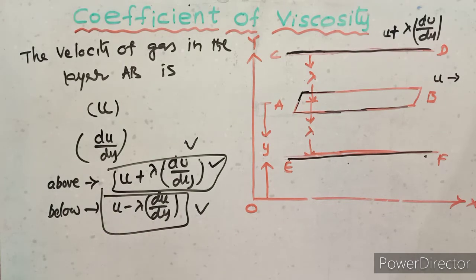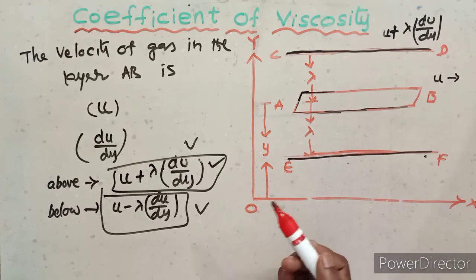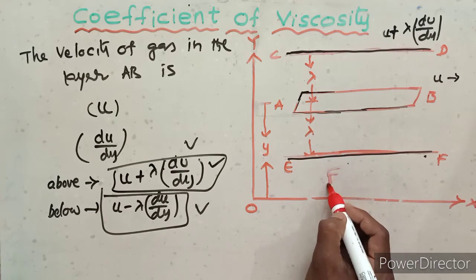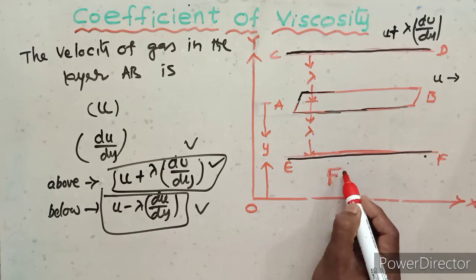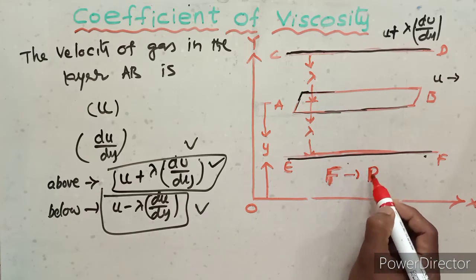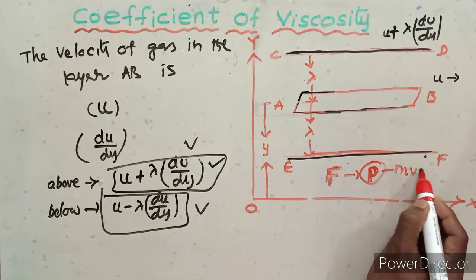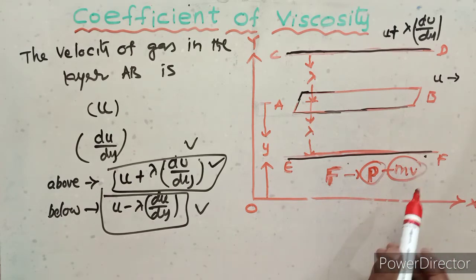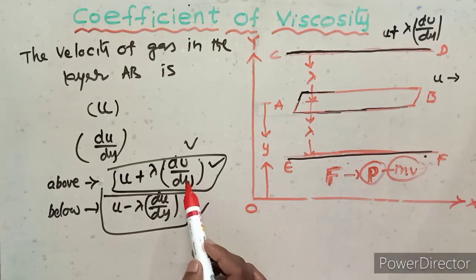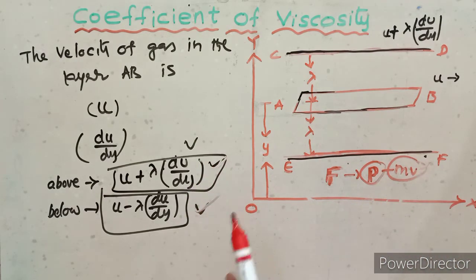We have to find the momentum, because we have to find the force. In order to find the force, we require the momentum. So now we already know the velocities. Now we have to find the mass. What is the mass?